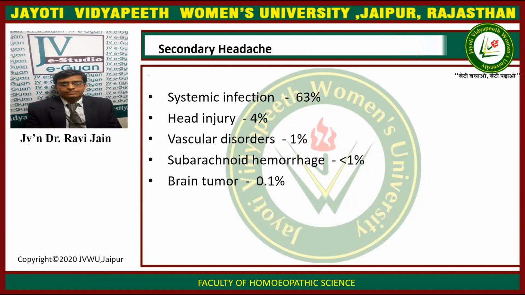Now we come to the secondary headache. Secondary headache, the headache that is coming due to some other factor, other disease of some other system or any other pathology. So the most common cause of secondary headache is systemic infection. When a person is having infection in any system, and that is causing headache in a patient.